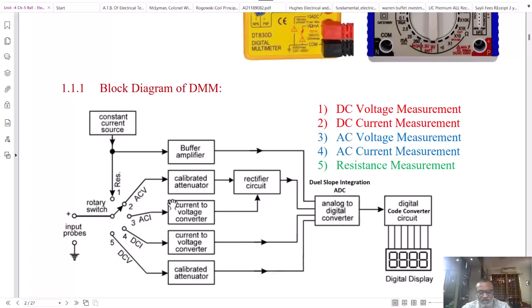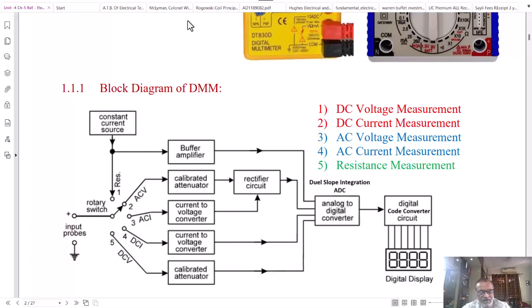Similarly, there are some blocks, current to voltage converter. Those are normally used for measurement of current. Normally, in case of current measurement, the input is applied such that the meter can receive the current. That is, basically the meter is inserted in series with the component so that the current flowing through the component is also flowing through the meter.